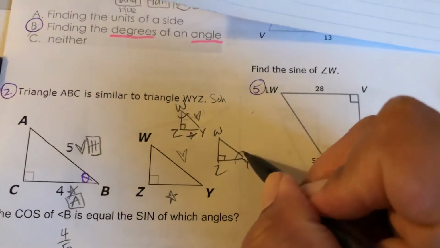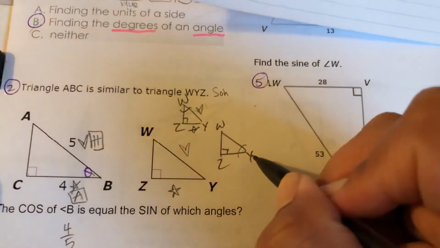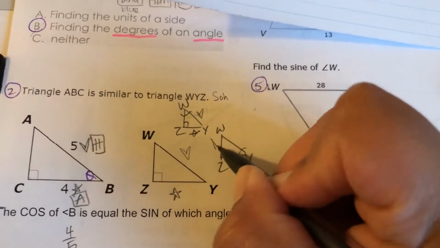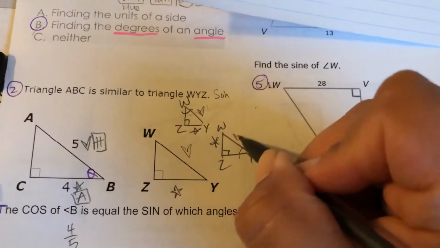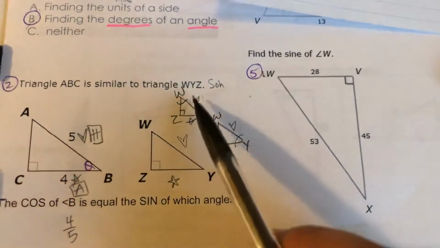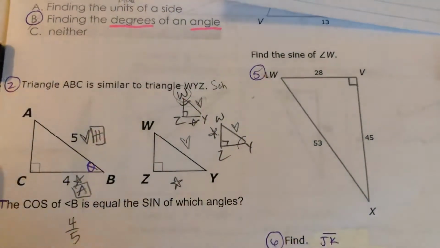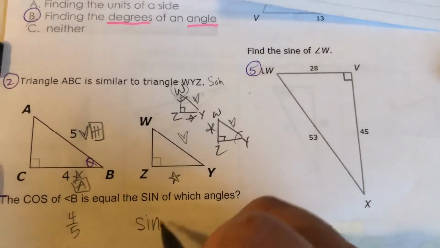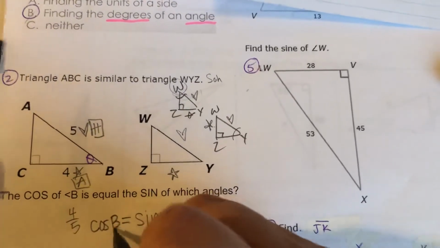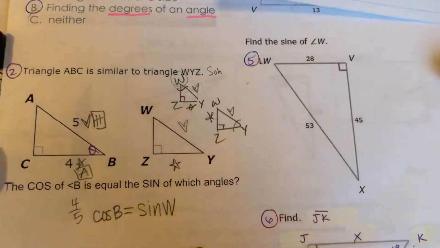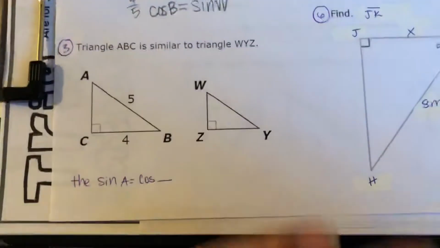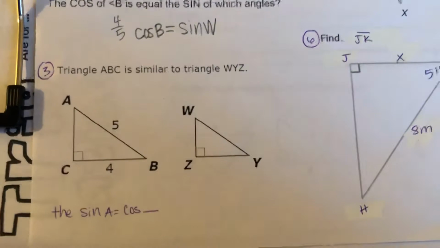If I have on this side, I use Y as my reference angle. Then I have opposite here, star, and hypotenuse, heart. Okay, which one matches this? Obviously, it's W. That's our winner, winner, chicken dinner. So sine of W is basically the same as cosine of B. Okay, I hope you guys understand that. Let's go one more time on the bottom, and we can try work that out.